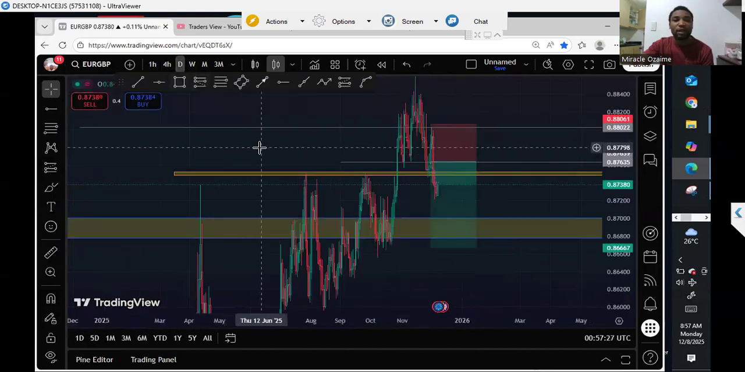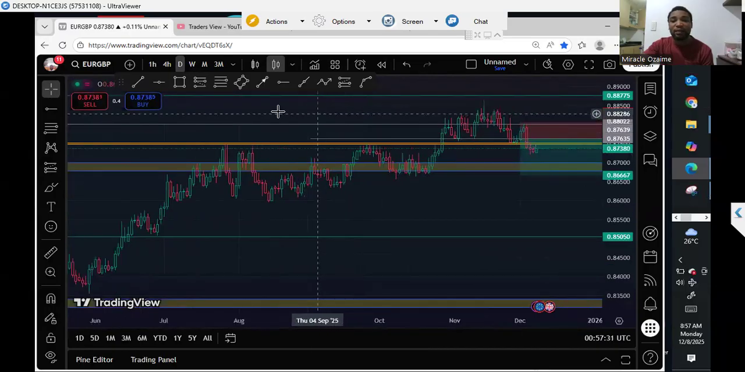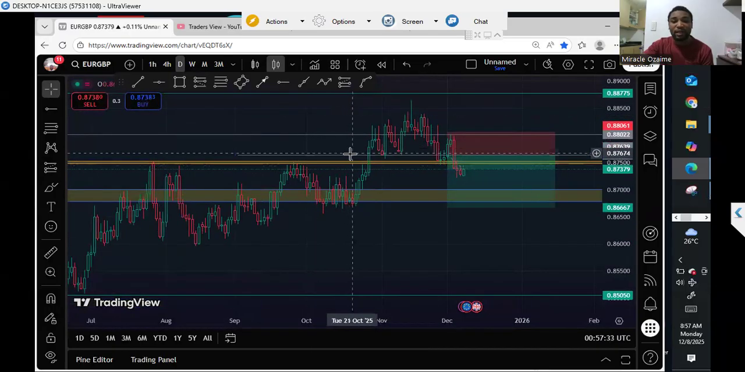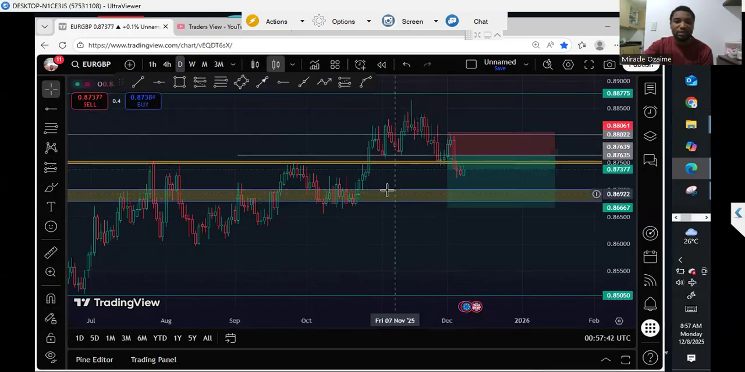So Euro GDP, I'll be placing my sell order around the neckline region, this area. Then my stop loss is going to be above. Then my TP is going to be around this major zone region. So that's my analysis for Euro USD as of the moment, as of this week.